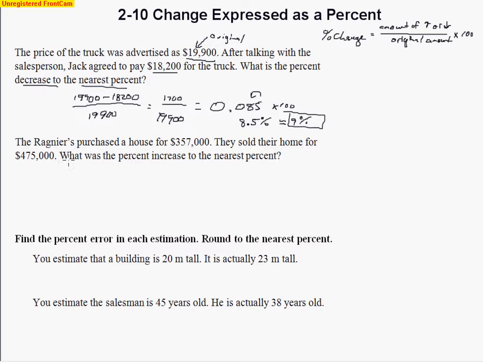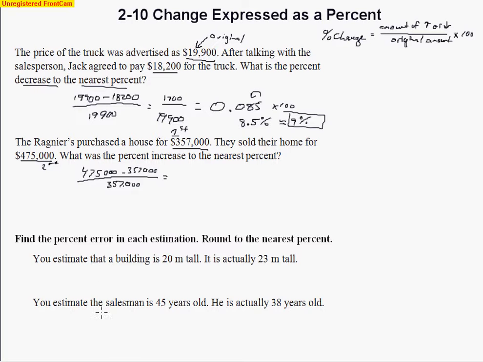It says that these people purchased a house for this amount, they sold it for this amount. So this is the first amount that we had, this is the second, so we consider this the original amount. So first thing is subtract the two numbers. This is 475,000. We're going to take away 357,000. And then we're going to divide that answer by the original. So the original is not the biggest number, it's whatever we start with.